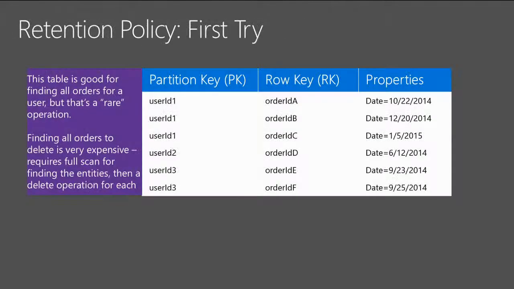So let's take a first try at this. Perfectly normal table here. A good first attempt. This is absolutely what I would try on the first try, is just give a user ID. As we said, that's a great partition key. Row key is an order ID, and then throw the properties in. So this one is really good for finding a particular order. It's really good for finding all of a customer's orders.